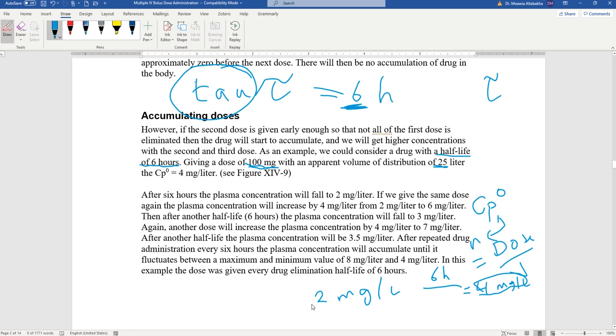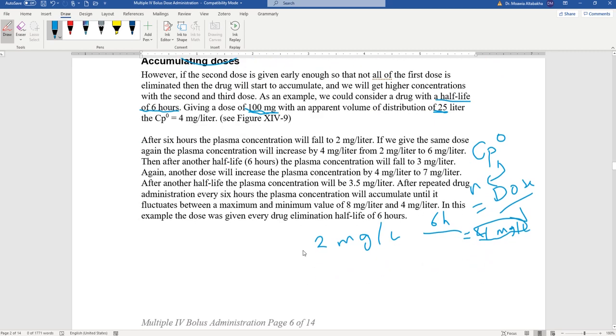Okay, now you are going to give the second dose. Let's write it like this. CP20, the second dose at time 0. What will it be equal to? It will be equal to what is left from the first dose, which is 2 milligram, plus the dose that I am giving will cause an increase of how much? Of 4 milligram per liter. Where did I get this 4 from? It's equal to the dose that I'm giving divided by the volume of distribution. Why am I doing this? It's because of the superimposition principle.